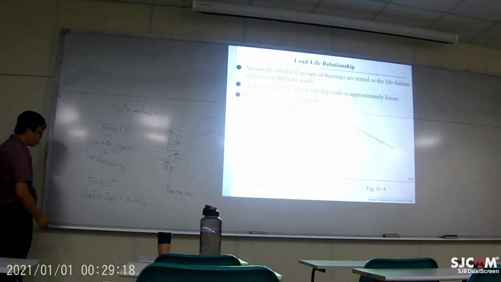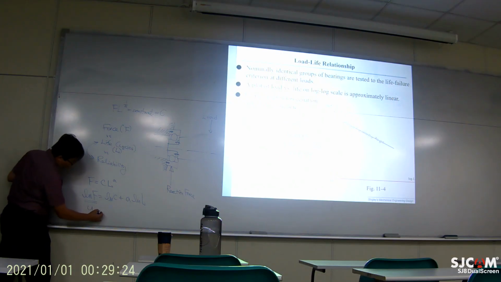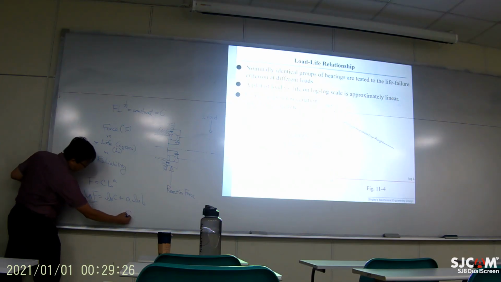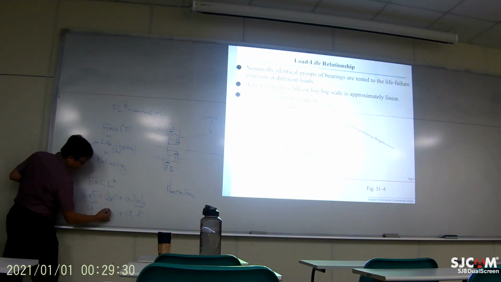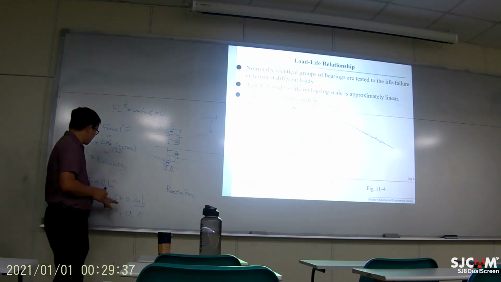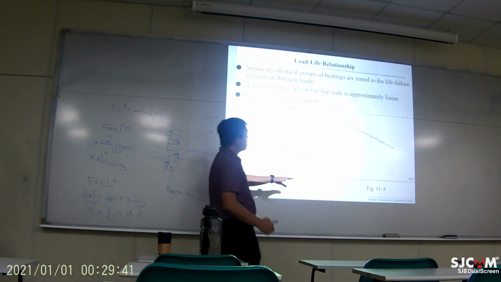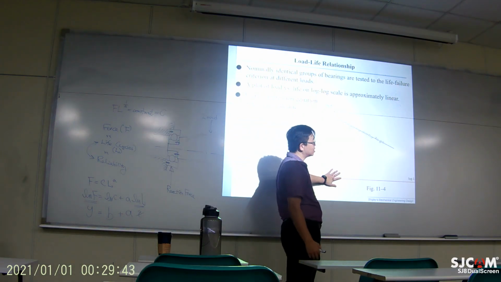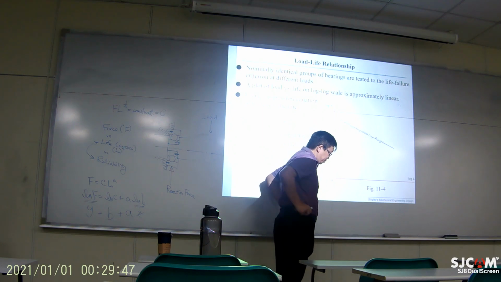Okay? So what does this mean? This is like a function y equals a times a variable x plus b. So it's a linear equation, right? y equals ax plus b. Because C is a constant, log C is also a constant. So that's why in this log plot, it's a linear curve.